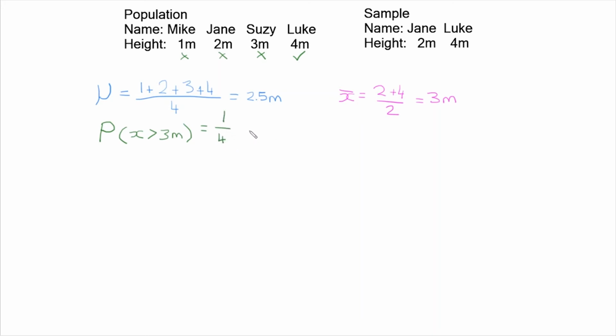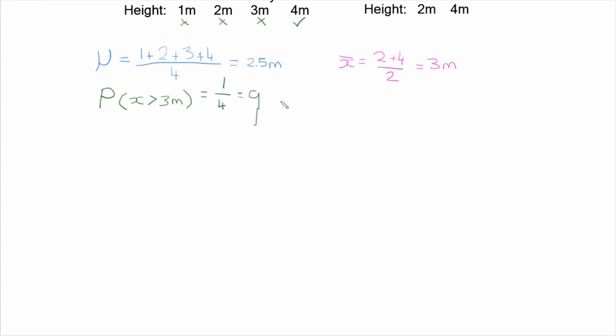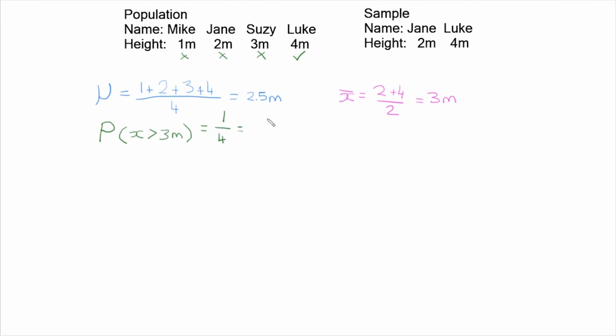And we normally represent this as a decimal, so we would write 0.25. Sorry, that 0.25 is what we would describe this as. So the proportion of our population that is greater than 3 meters in height is equal to 0.25.